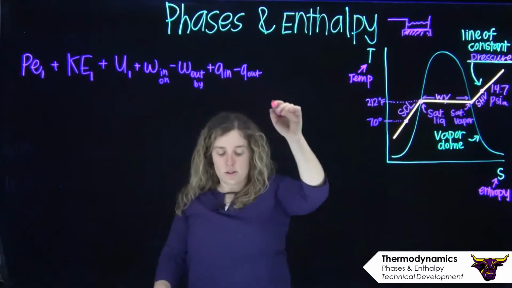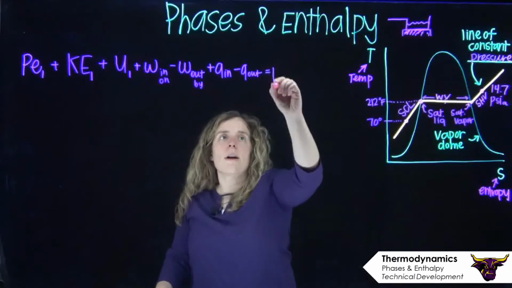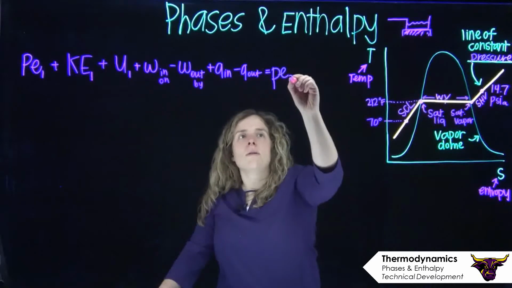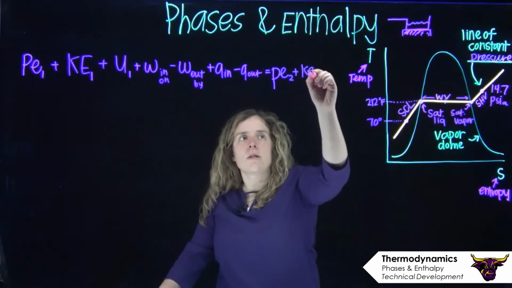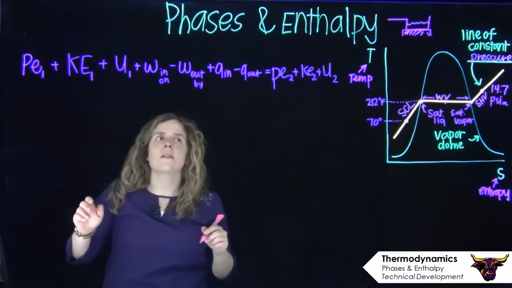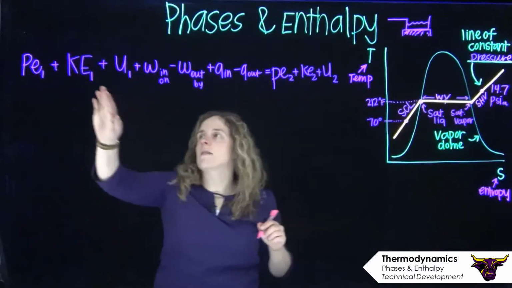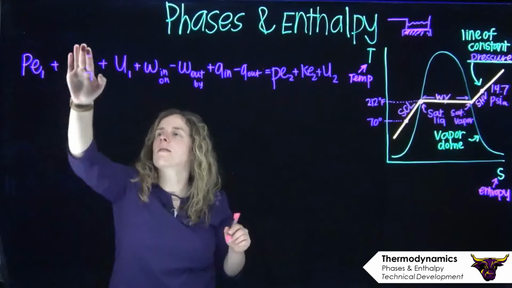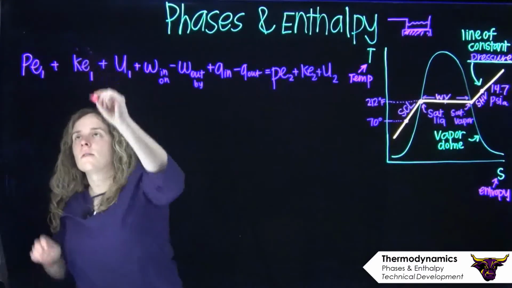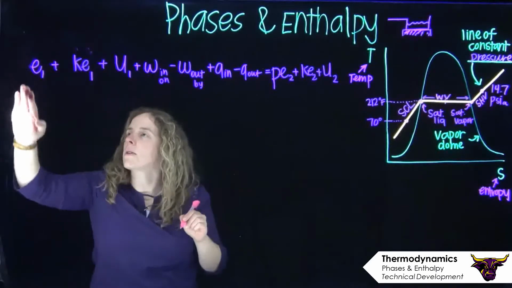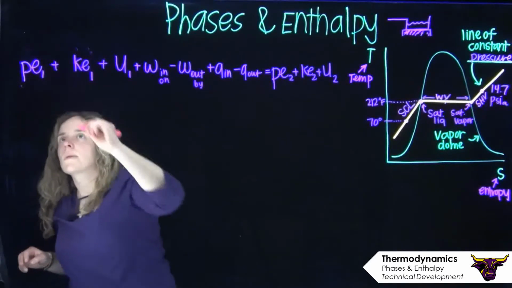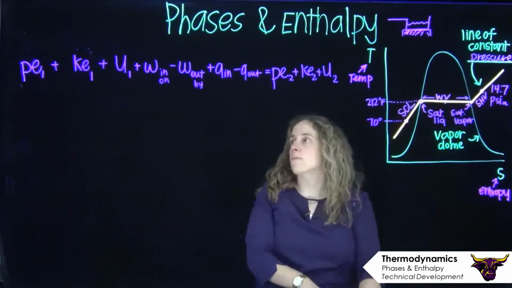But, okay, so we have all of those things, and then we will end up with a potential energy 2 plus kinetic energy 2 plus internal energy 2. I didn't do these in all the same case, so this is confusing. Let's put these in lowercase as well so that we're talking about that same specific work, or specific energy.